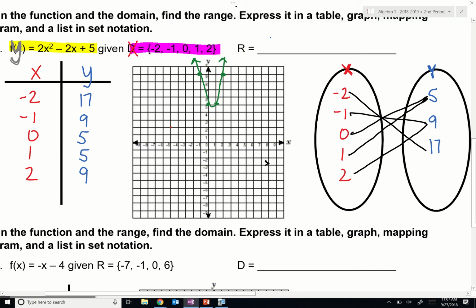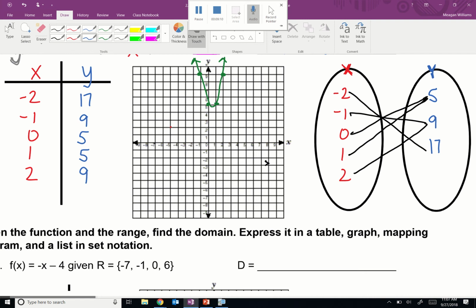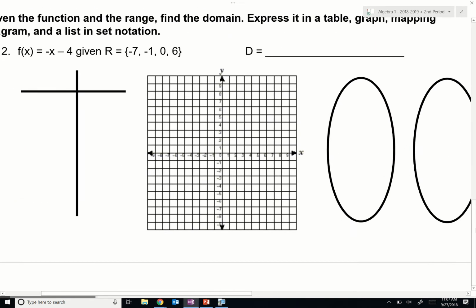Now, what was my range for this situation? The range is 5, 9, and 17. We're going to put them in those fancy little braces because that's what they did with my domain as well. Okay, so we're just going to kind of copy them. Are we okay with this? Okay, so let's look at the bottom part of your notes.